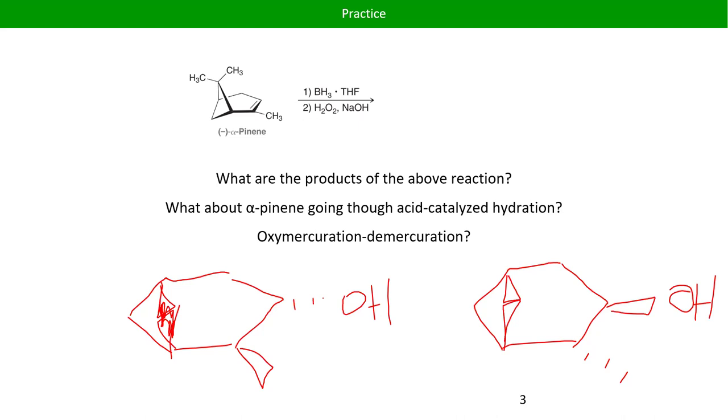Not significantly. The other thing to remember is go back to our axial versus equatorial. If these are axial, they're kind of locked into that position by the fact that they're attached to the other side, right? You can't really put this carbon equatorial, right? So this one's locked into the axial position.